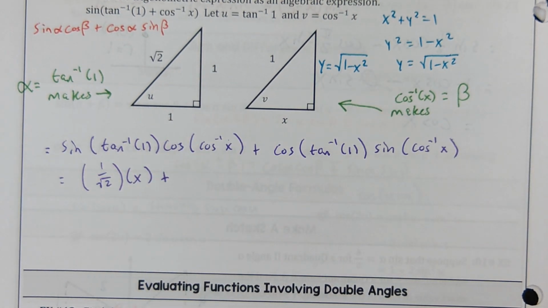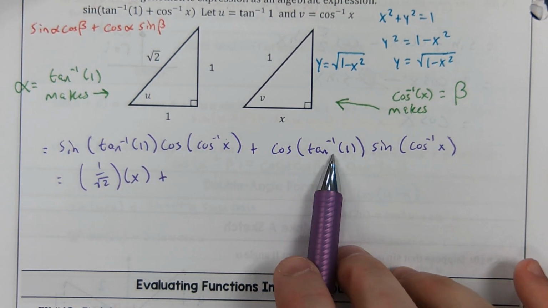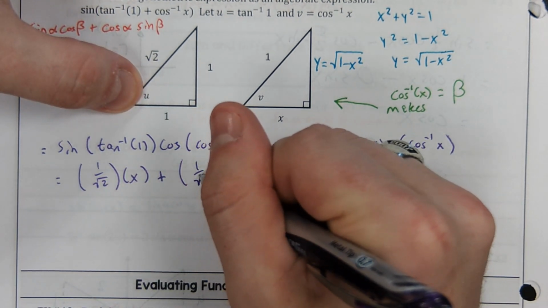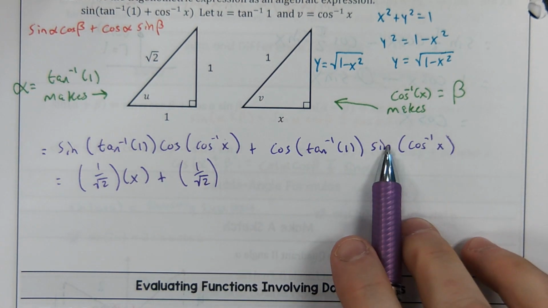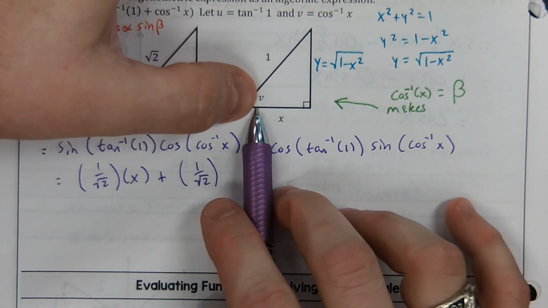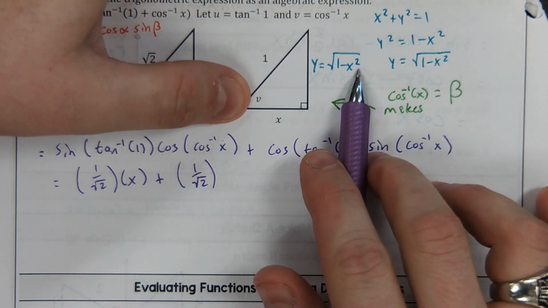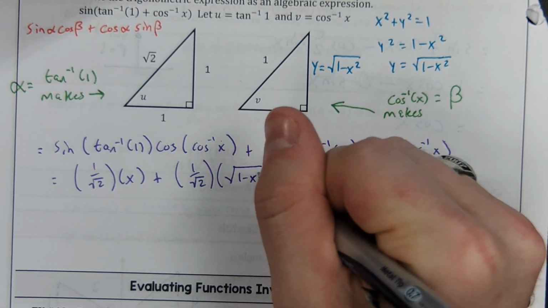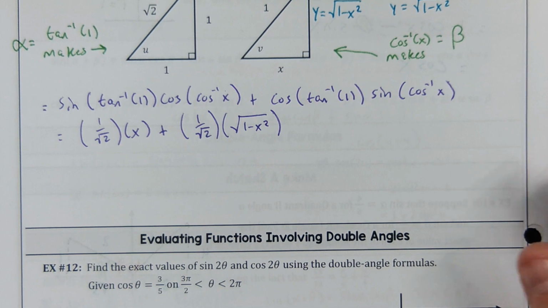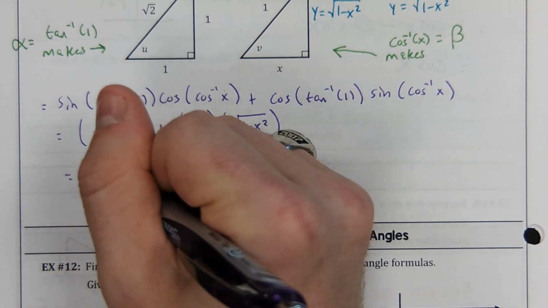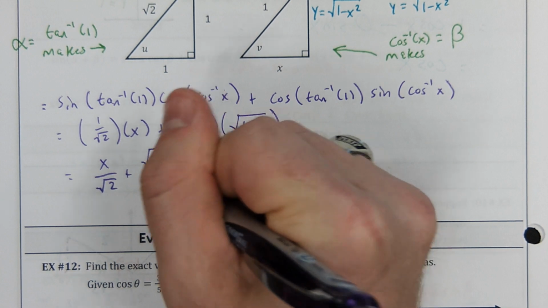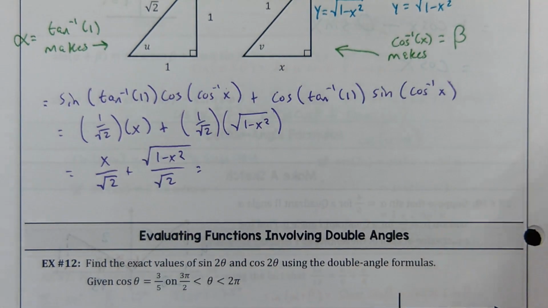Plus cosine at this angle. Oh, 1 over root 2 again. Sine at this angle: y over r. Square root of 1 minus x squared. This is going to get me x over root 2 plus root 1 minus x squared over root 2. I could write that as one fraction, right?